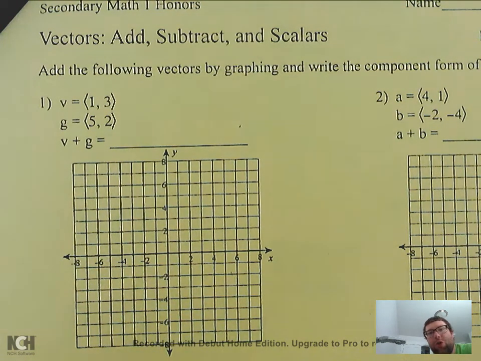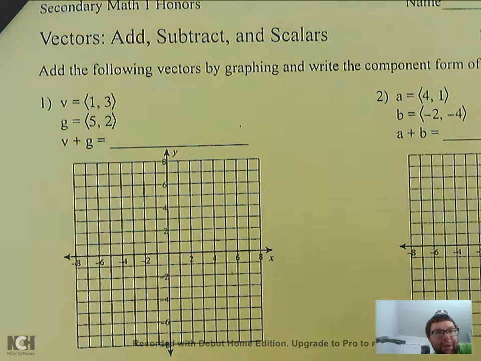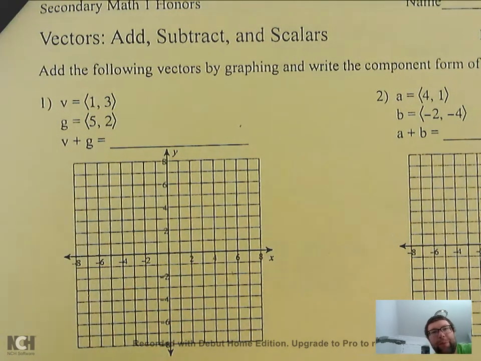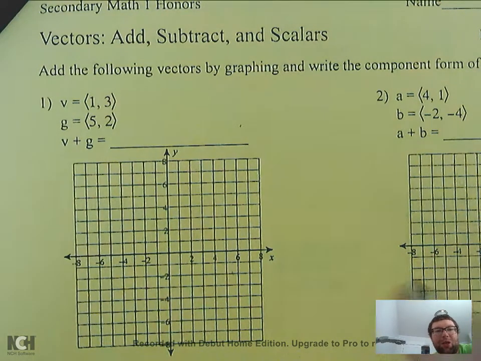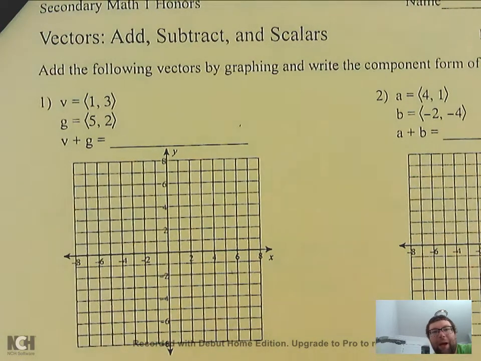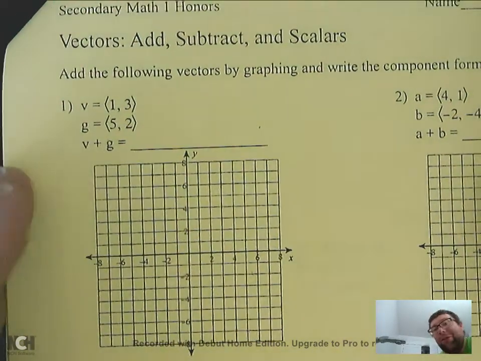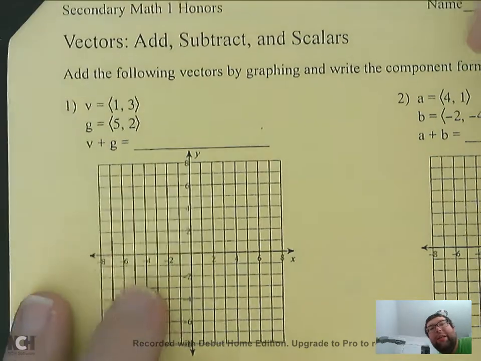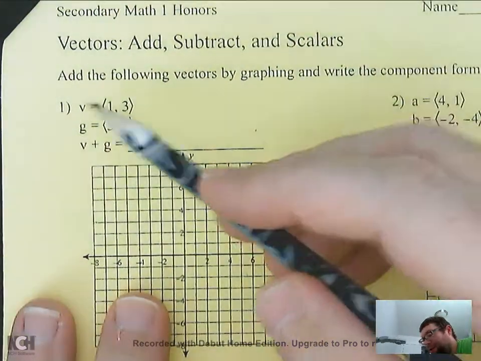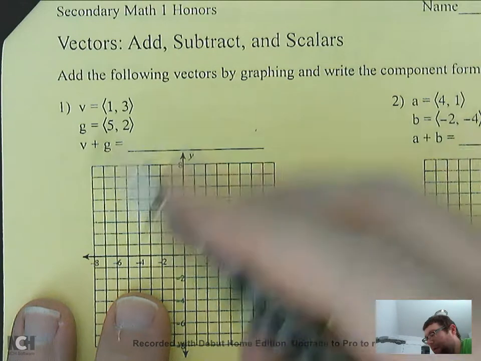Now, there's two ways you can do this. You can do this by graphing, which is what this first section wants you to do, but you can also do it mathematically. But let me show you how you would do it by graphing first, and then I'll show you how to do it mathematically. Now, doing it mathematically is much simpler, which usually is the other way around, like the graphing is the simpler one. But I'm going to show you both ways, and you guys can kind of choose what you would like to do. So this first set of vectors wants me to do v plus g.